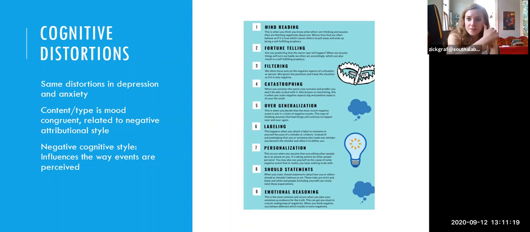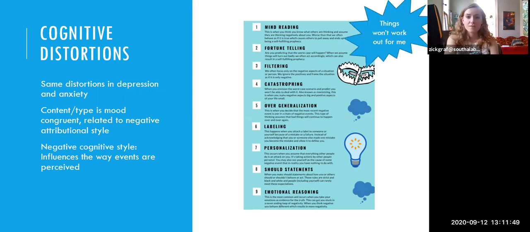So we talked about cognitive distortions in the generalized anxiety disorder lecture. These are basically just examples of how thoughts, the way that we speak to ourselves in our heads, are congruent with our mood, with what we're experiencing. So the content or type of thoughts in someone who's depressed tends to be really closely related to their negative attribution style, because negative cognitive styles influence the way that events are perceived.